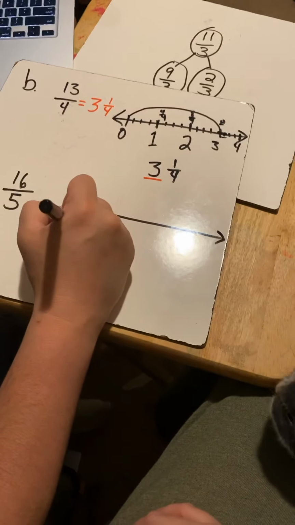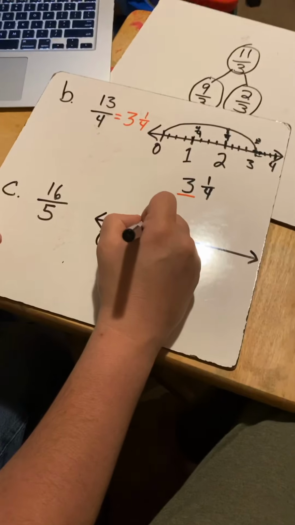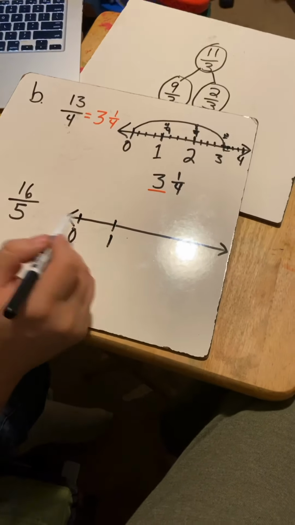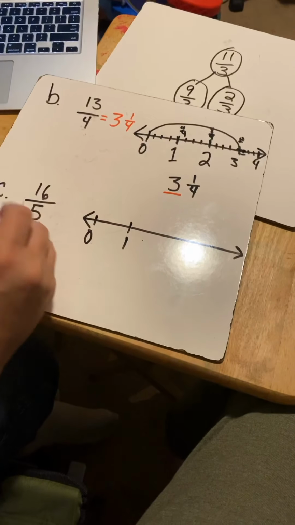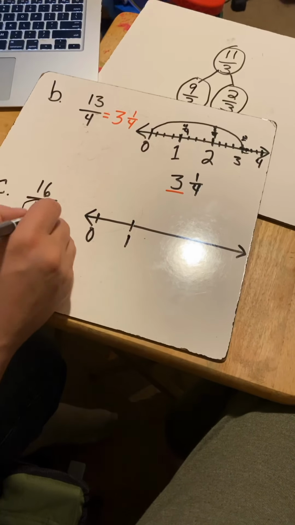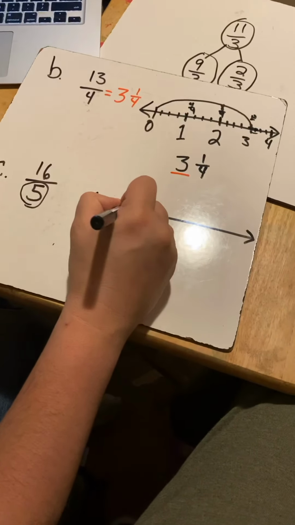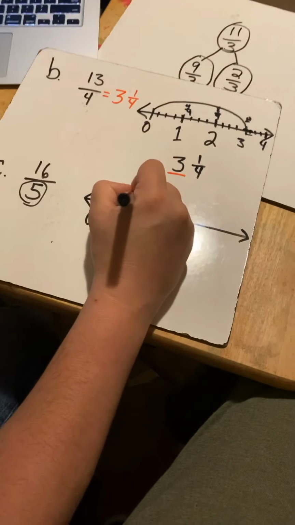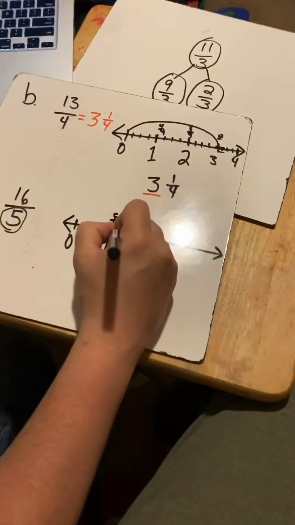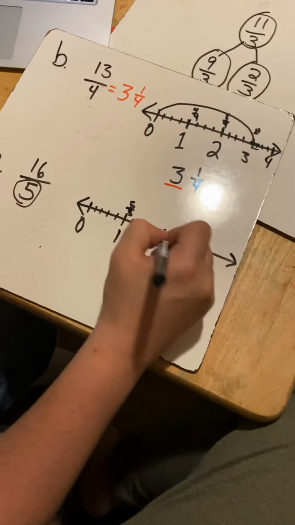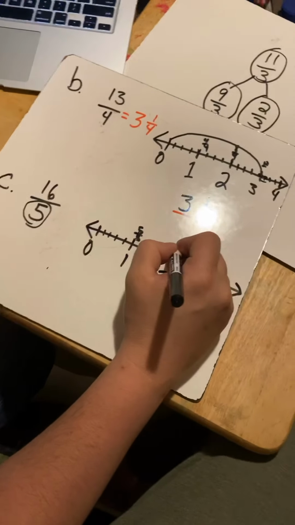And we start out with 0. And our next whole number is 1. But we know that we didn't divide the wholes into fourths this time. This time we divided them into fifths. So I'm going to go 1/5, 2/5, 3/5, 4/5. There's 5/5 right there, or 1 whole. 6/5, 7/5, 8/5, 9/5, 10/5, or 2 wholes.